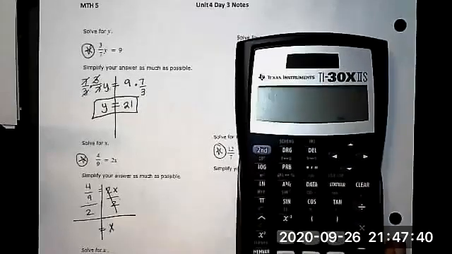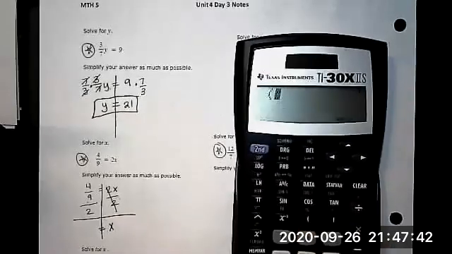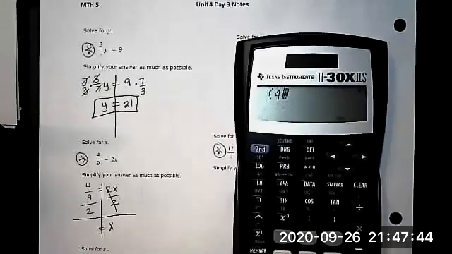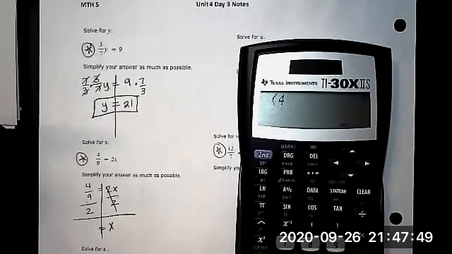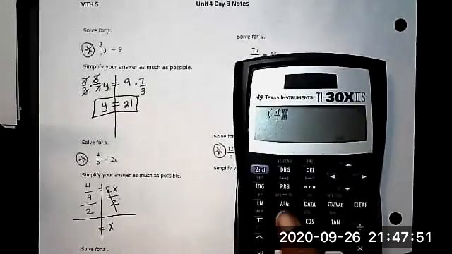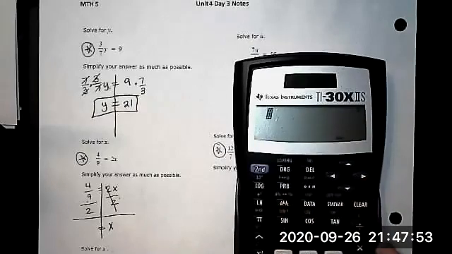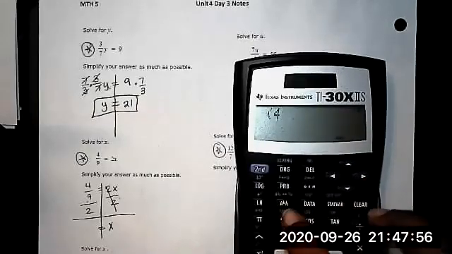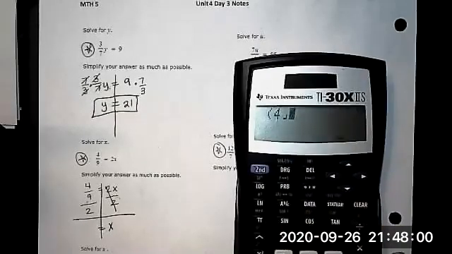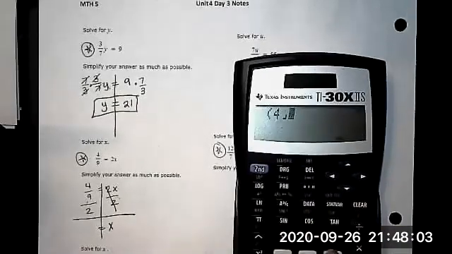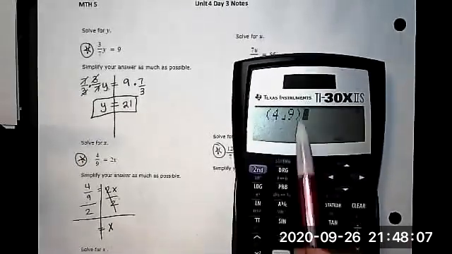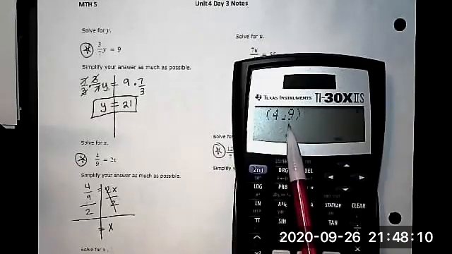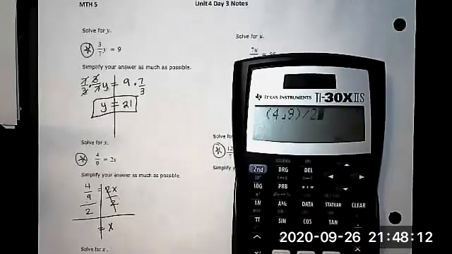So what I'm going to do instead, I'll still put it in parentheses. I'm going to put 4. And instead of division, if you looked at the last video, I used this button here, right above sine. I used this ABC right above the sine. I'm going to click that. It's going to give you a little backwards L and 9. So basically, this is 4 over 9. And then I'll divide it by 2.